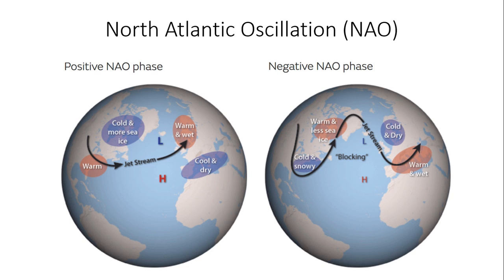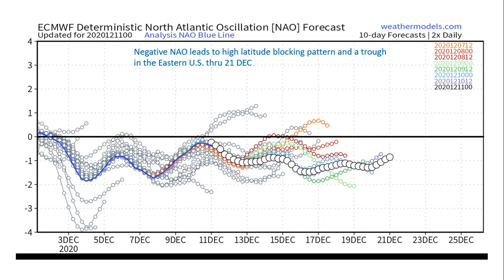The negative NAO, with that blocking up over Greenland and the North Atlantic, a much more amplified trough in the eastern U.S. and cold, generally leads to more development of storm systems, more coastal storms. Let's take a look at the forecast for the NAO now.